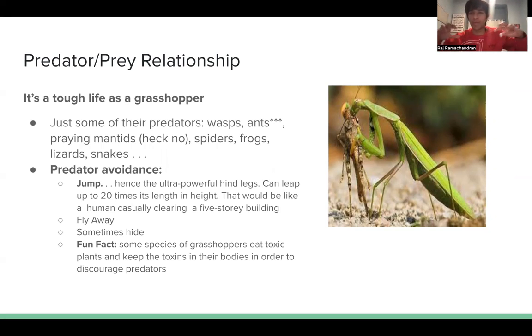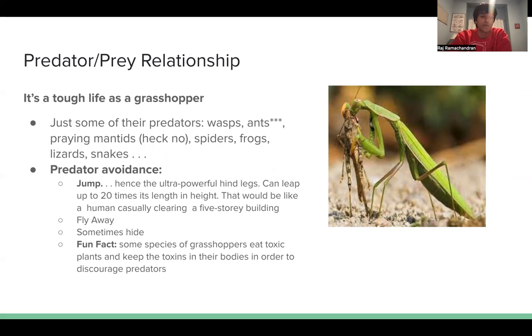They've got super powerful, buff hind legs, and they can leap up to 20 times their height, which would be like a human casually clearing a 5-story building. So it's pretty nuts. They can also fly away. And sometimes they'll hide, but I guess that's common sense.